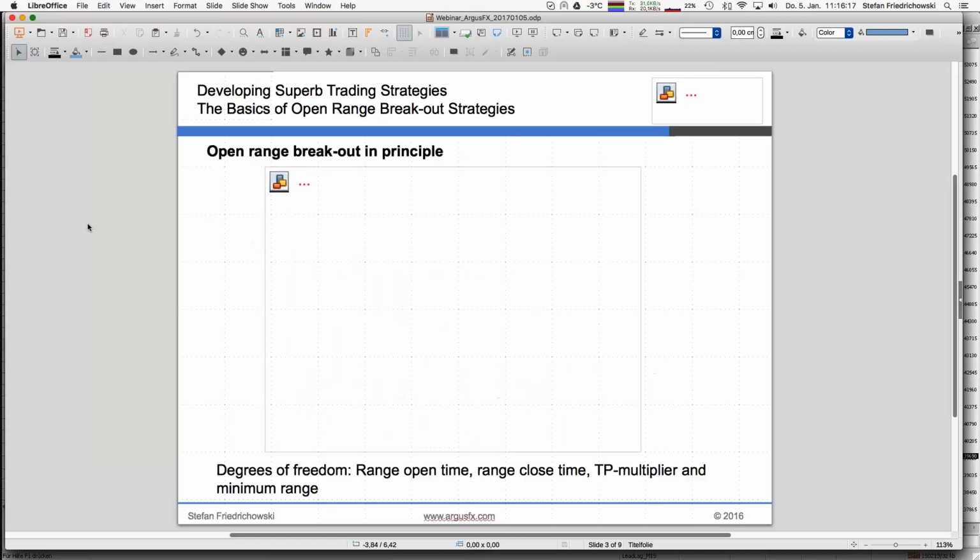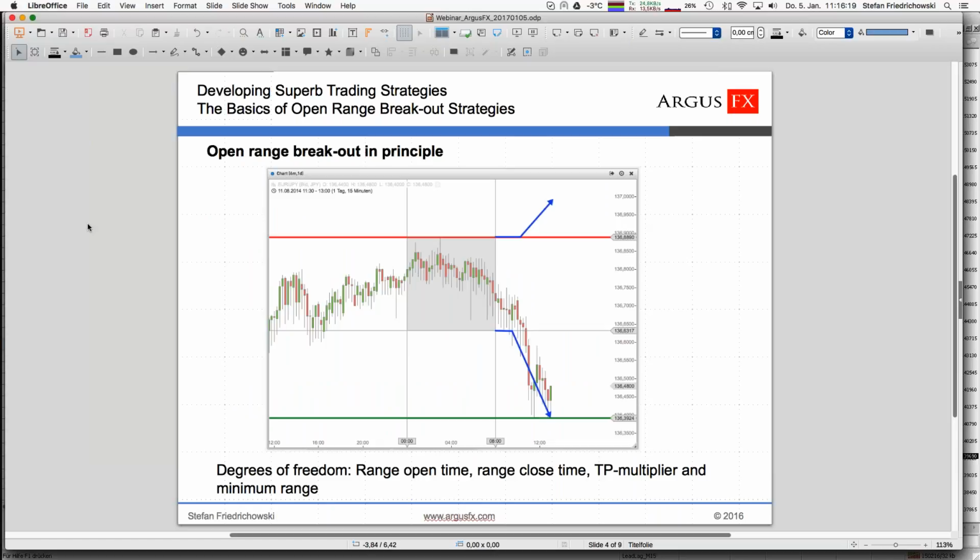Good. But now to the next principle of the strategy, and how does it work, and what are the basics of that strategy. Let me illustrate it a little bit with that figure here, just to introduce you to this kind of trading strategy. It's called open range breakout. And what does it mean?